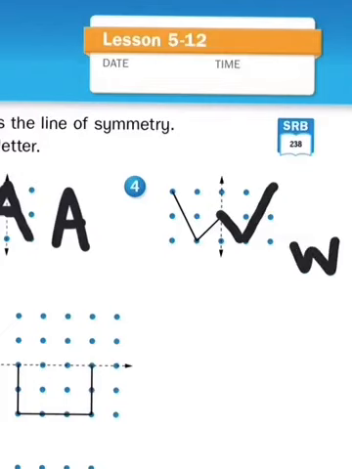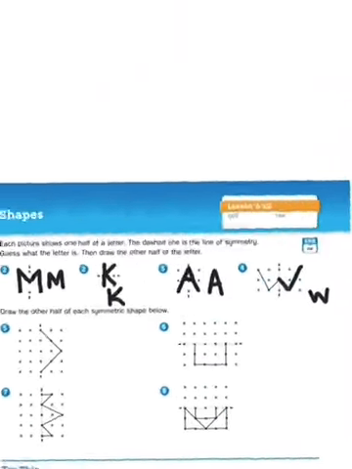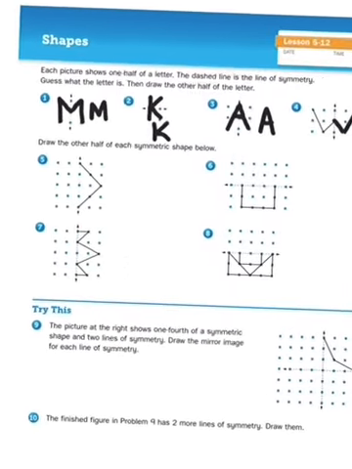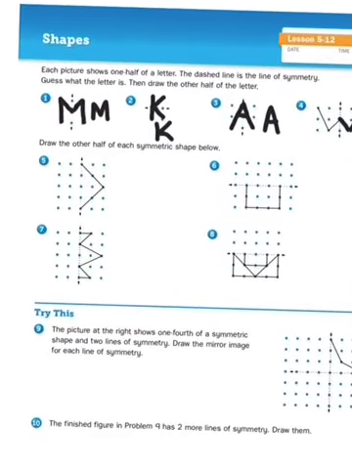Okay, let's move on. So now we're going to look at the bottom problems here. Let me get this page adjusted. Okay, and the directions for this is draw the other half of each symmetric shape below. So we're going to do 5 and 7 together, and then you're going to pause and do 6, 8, and 9 on your own. And we'll talk about 9 before we pause here.